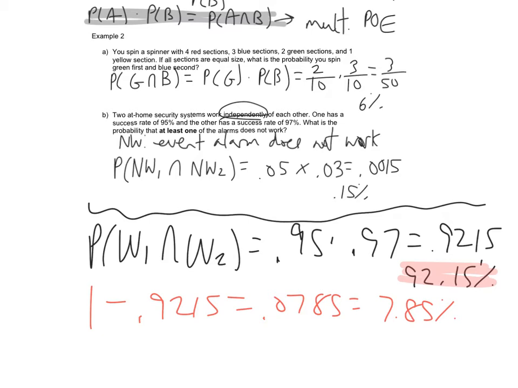7.85% would be the probability of at least one of them not working. The probability of both working was 92.15, so the probability of essentially anything else happening is 7.85. So that actually is the answer to this question. This would be the probability of both of them not working, very minuscule, 0.15%.